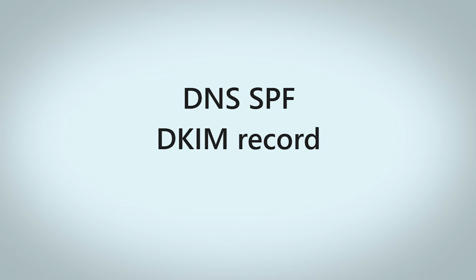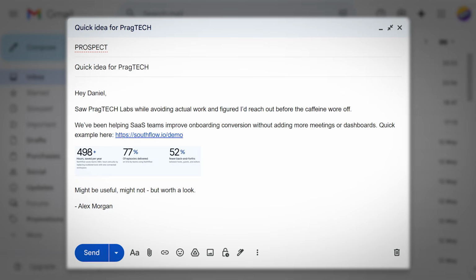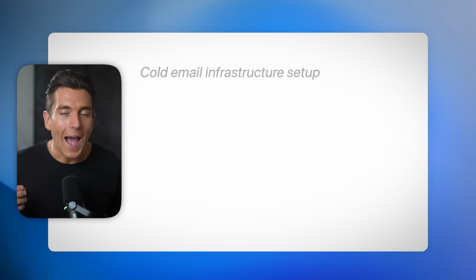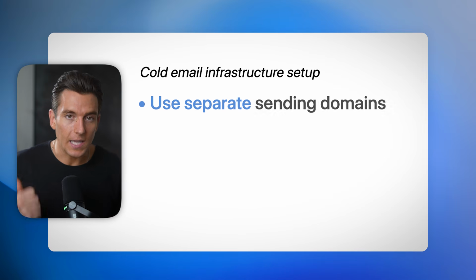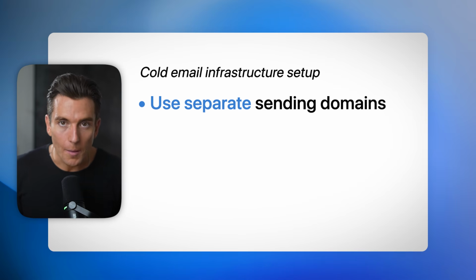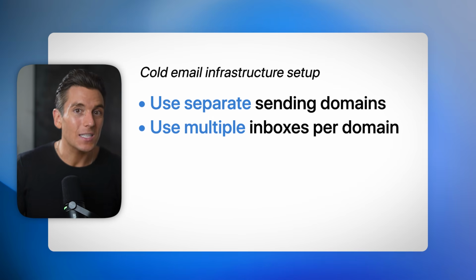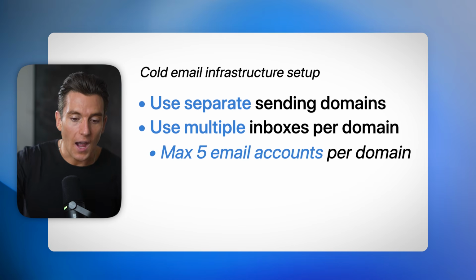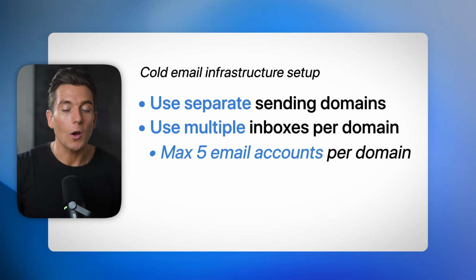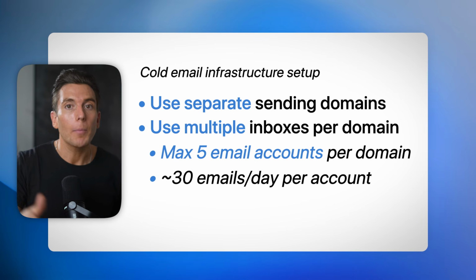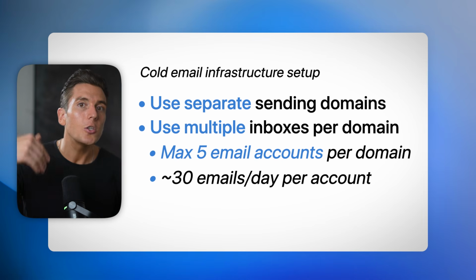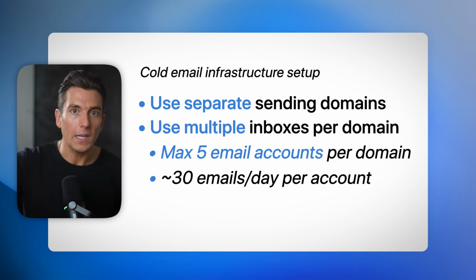They'll miss the SPF, DKIM, and DMARC authentication. They'll add links and images in the first email. What it actually needs to look like is separate sending domains, never your primary domain, multiple inboxes per domain, up to 5 email accounts per one domain. So that would be about 30 emails a day per every single email account. That's how you scale volume without basically wrecking a domain.